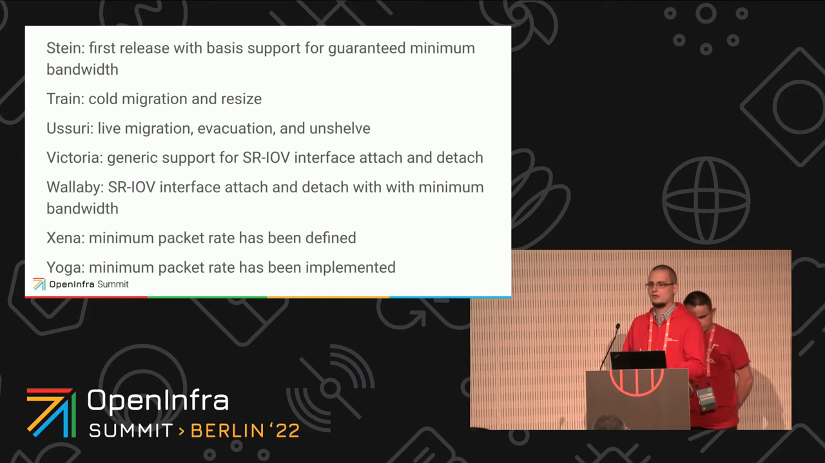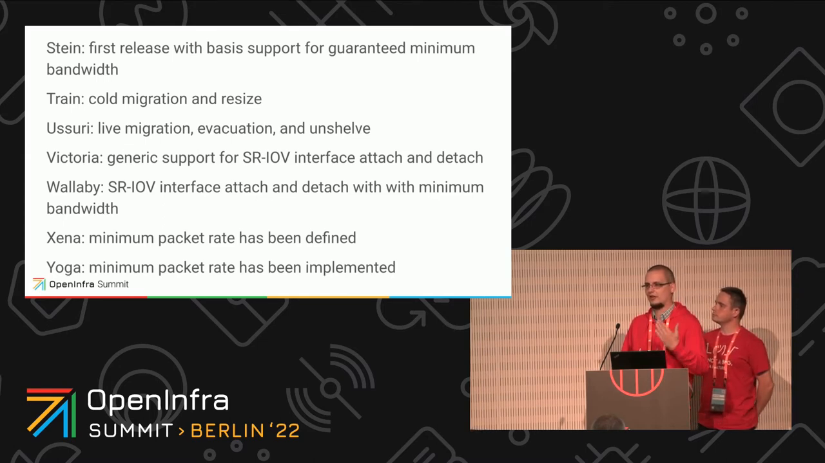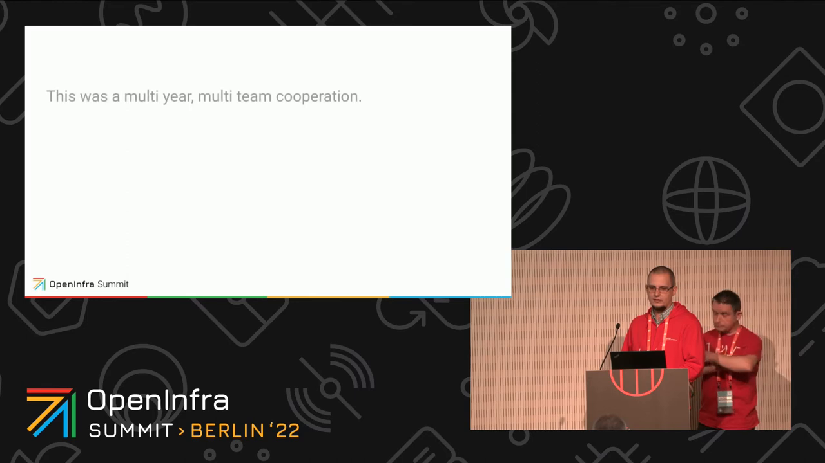This also shows that when we did the minimum bandwidth guarantee, we built up a framework that now makes it easy to add the next QoS support in OpenStack. Because as you see, it takes 6 releases to give the first one, and basically 1.5 to give the second one. You can see that this was a multi-year effort, but you can also imagine that this was a multi-team cooperation.